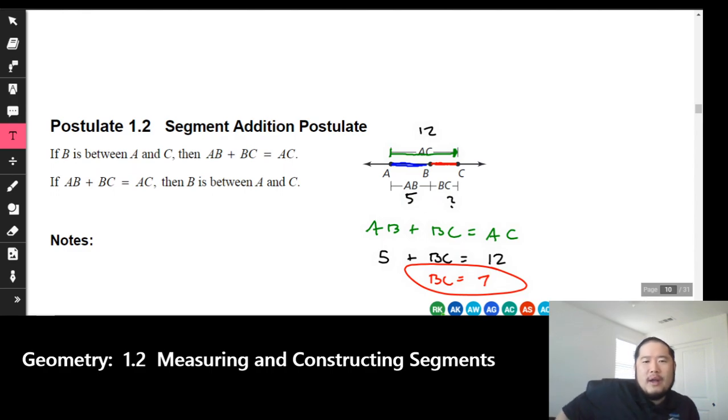That is how I want you guys to do your homework. So don't just mentally say, oh, I already know what BC is, BC is 7 because 5 plus 7 equals 12. Well, I don't know that, and you have to show that in your work. And like I said, later on when we do proofs, the students that have a hard time with it are the ones that are not creating their equations and setting them up correctly.